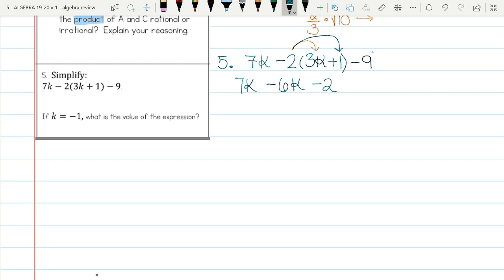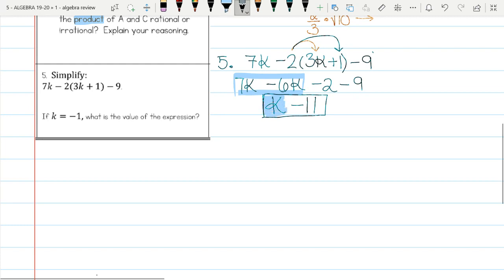So I'm just going to keep reading. The last thing I need to write is minus 9. This is nice because my like terms are right next to each other. So 7k minus 6k, 7 minus 6 is just 1k. Negative 2 minus 9 is negative 11. So that's that first part. And then the last part is it says k is negative 1. So you're just going to come up in here, and instead of writing k, we're going to write negative 1. So we have to do negative 1 minus 11, and that's negative 12.